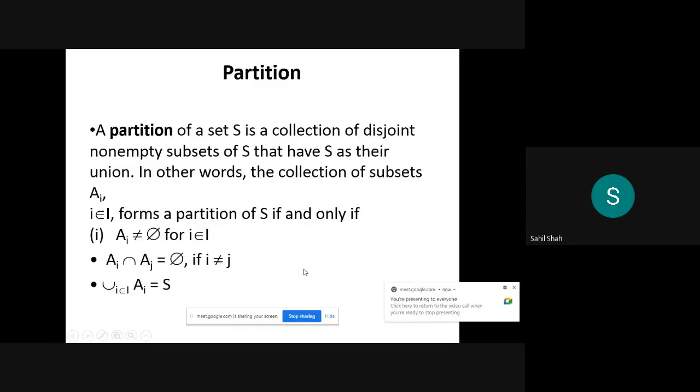Okay, let me start the presentation. So the topic for today's session is partition. What do you mean by partition? In the context of equivalence relation, we are now discussing what a partition is.